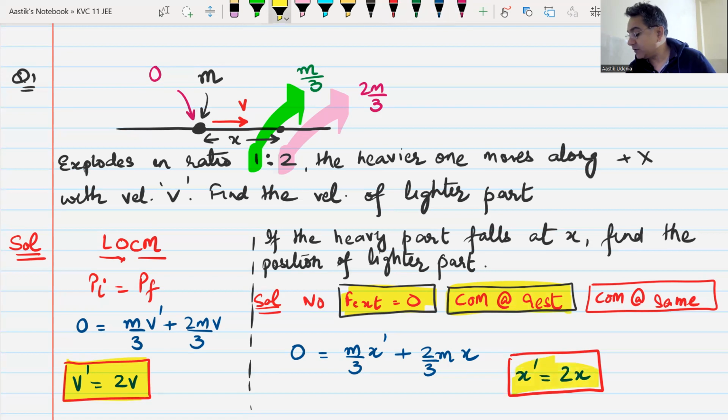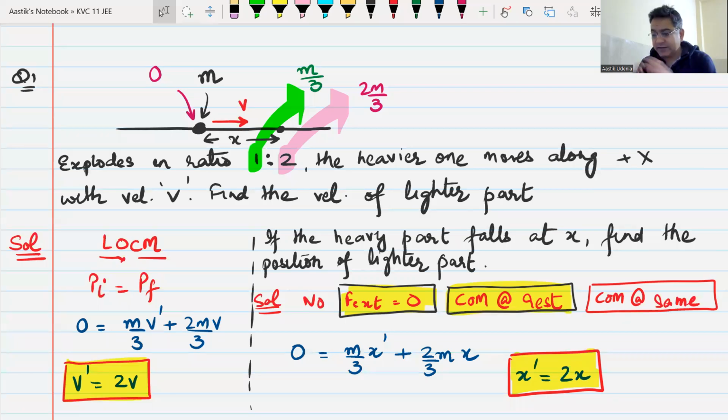Initially, the center of mass is at rest. Finally, the center of mass is also at rest. The center of mass does not go anywhere. It remains at its original position. I'll give you 2 minutes to note it down. If you have any doubt, beta, please ask.